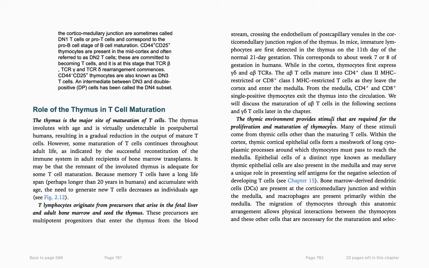The thymic environment provides stimuli that are required for the proliferation and maturation of thymocytes. Many of these stimuli come from thymic cells other than the maturing T cell. Within the cortex, thymic cortical epithelial cells form a meshwork of long cytoplasmic processes around which thymocytes must pass to reach the medulla. Epithelial cells of a distinct type, known as medullary thymic epithelial cells, are also present in the medulla and may serve a unique role in presenting self antigen for negative selection of developing T cells.